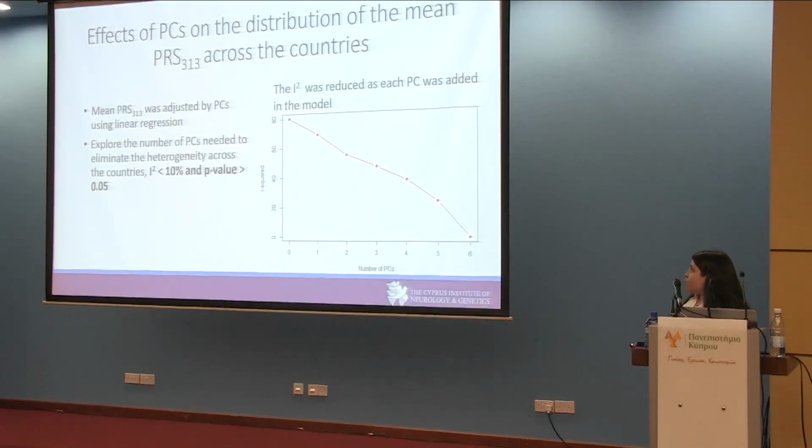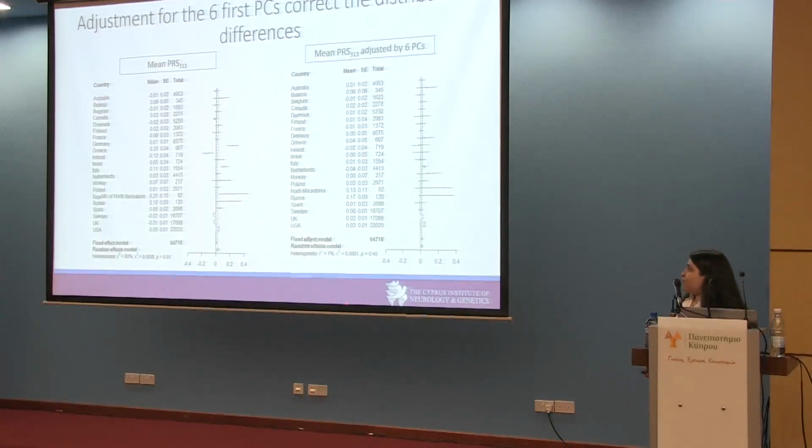So here is a plot which shows the I-square versus the number of principal components that were added in the model. As we can see, the I-square was reduced as each principal component was added in the model, and the adjustment by the first 6 ancestry informative principal components almost successfully reduced the heterogeneity across the countries. And here is the forest plot. So as we can see, the distribution differences that were observed before the adjustment were corrected when we adjusted the mean PRS by the first 6 ancestry principal components.